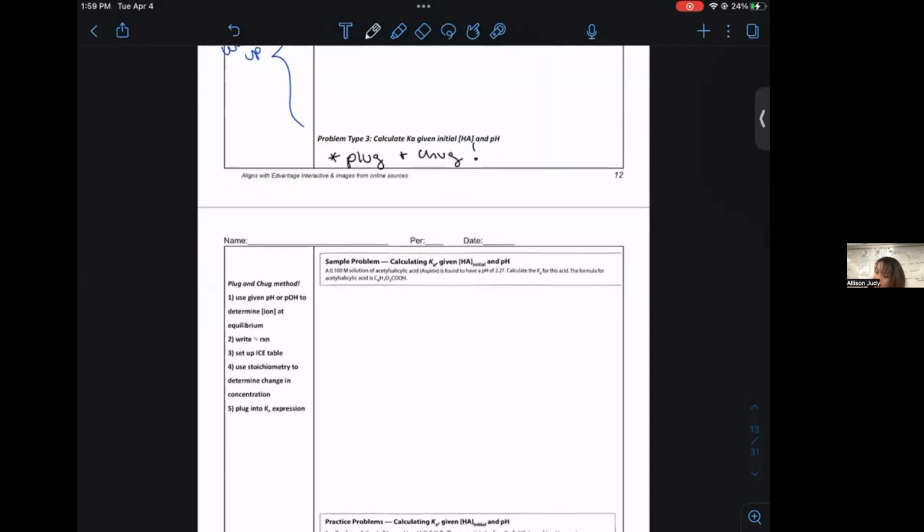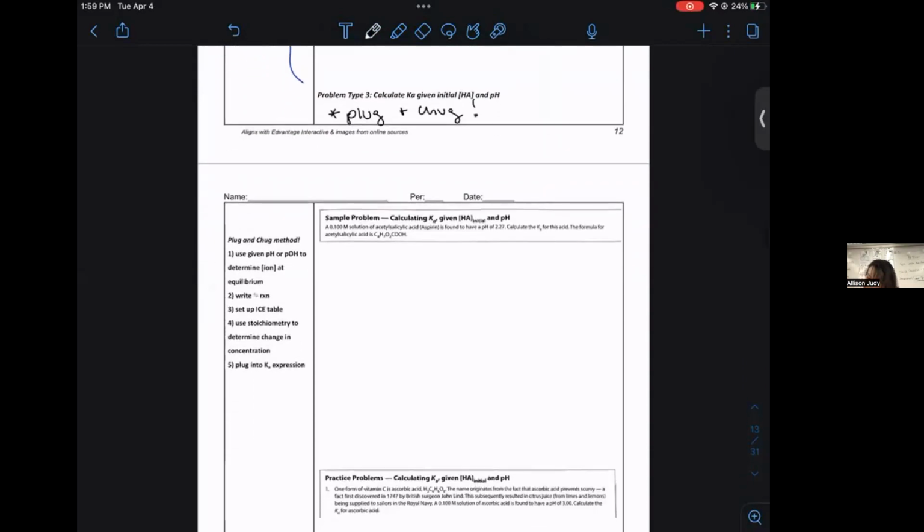So for this one here, we're given that we have a pH of 2.27. So I'm going to figure out what the H3O plus at equilibrium is, and that's going to equal 10 to the negative pH, which is going to give us a value of 5.37 times 10 to the negative 3 molarity.